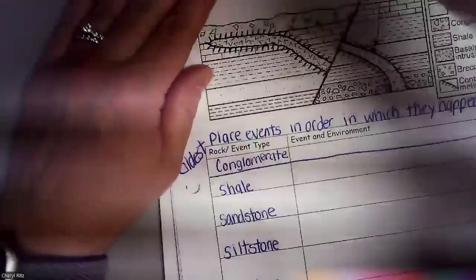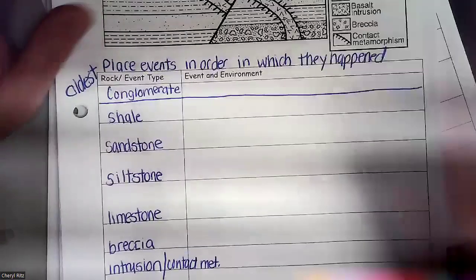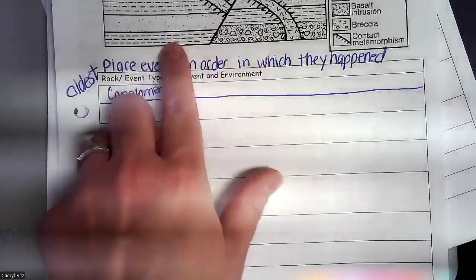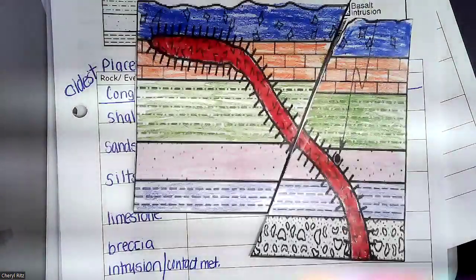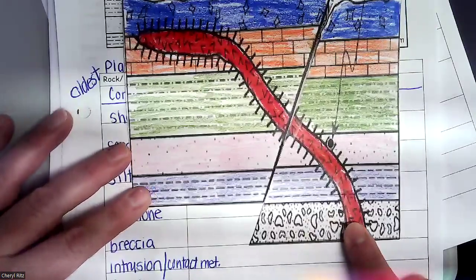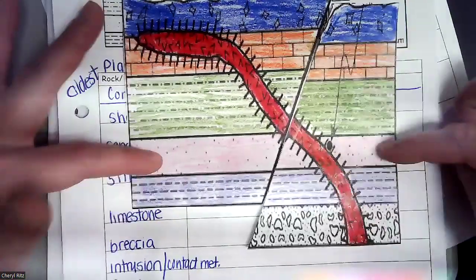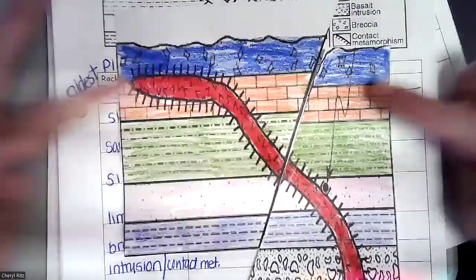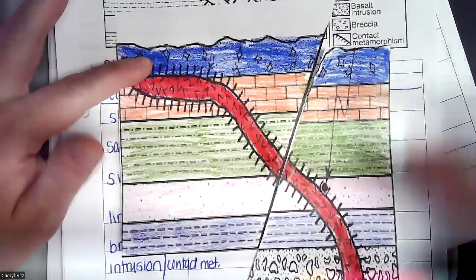We did page 19 yesterday. We put these events in order in which they happened, which means putting them in order from oldest to youngest. We did that by, if you remember, having some fun coloring. We cut them out. We saw that the conglomerate was at the bottom. It's the oldest, then shale, then the sandstone, then the siltstone, then the limestone, then breccia was there.